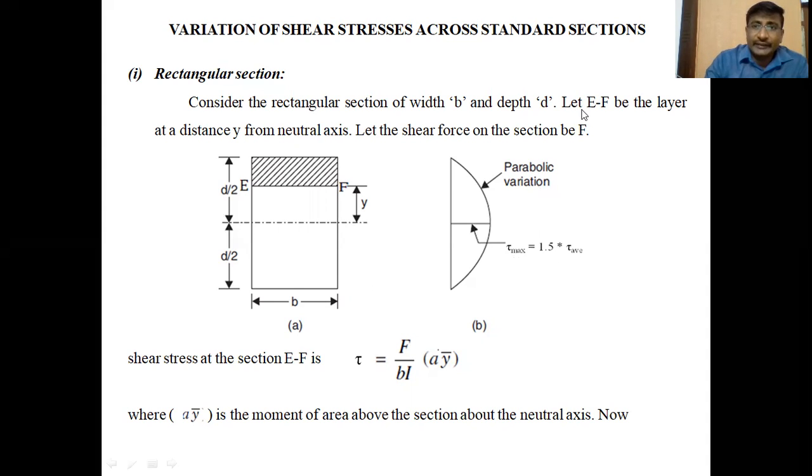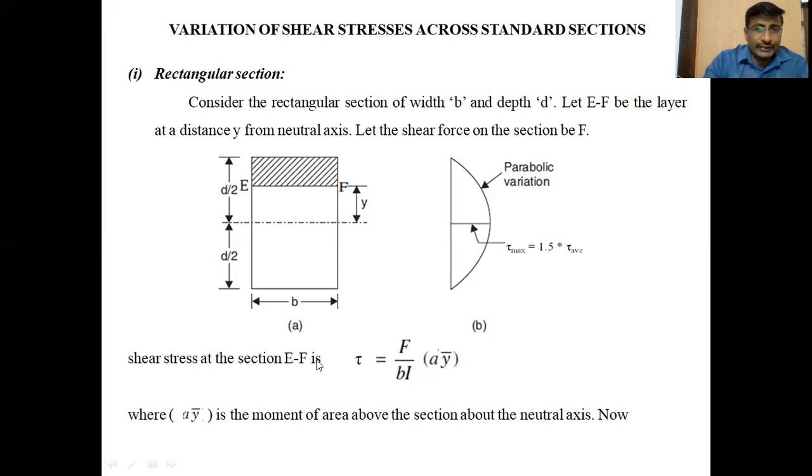Let EF be the layer at a distance of Y from the neutral axis. Let the shear force on the section be F, the total section subjected to shear force F, which is one of the sections on the beam. A rectangular section having breadth B and depth D. The extreme layers are at a distance of D by 2 from the neutral axis. Let us take one layer EF at a distance of Y.